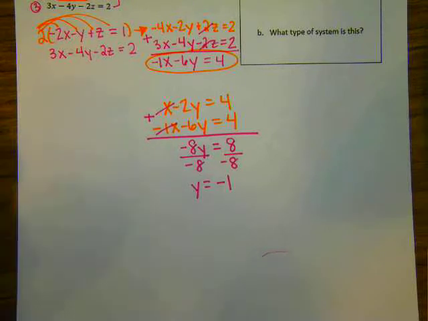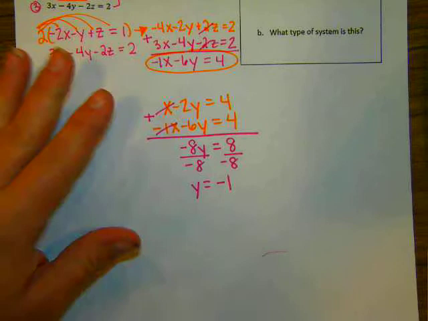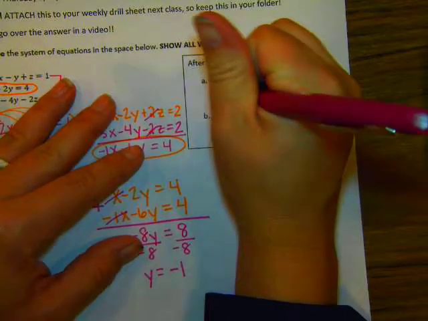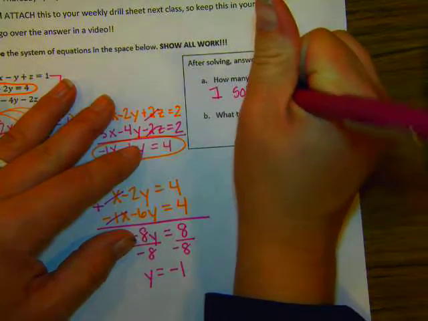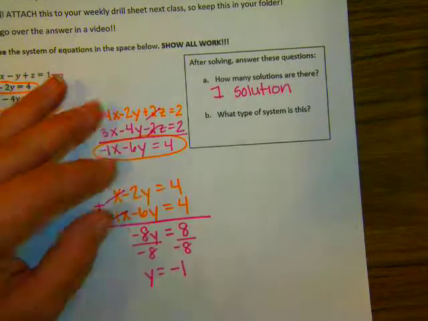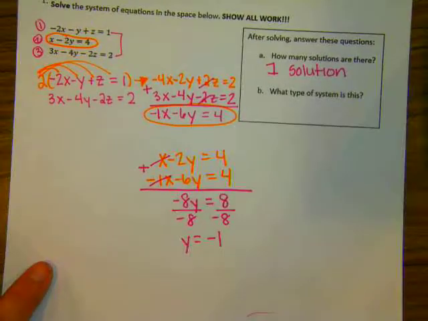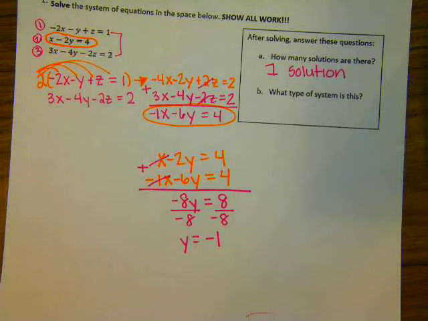Now you have one of your answers. Remember, there's 3 answers to make one solution. So we know that there's going to be one solution. So I might as well go ahead and put one solution up here. Okay? You have to find the other variables, especially for your quiz on Monday.